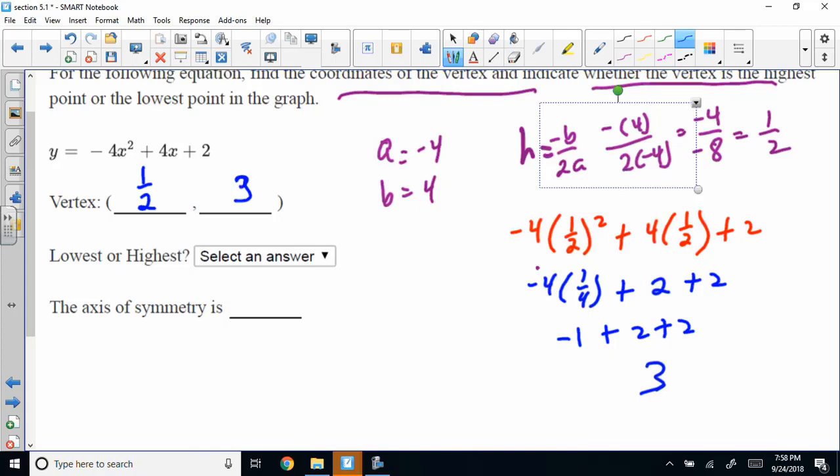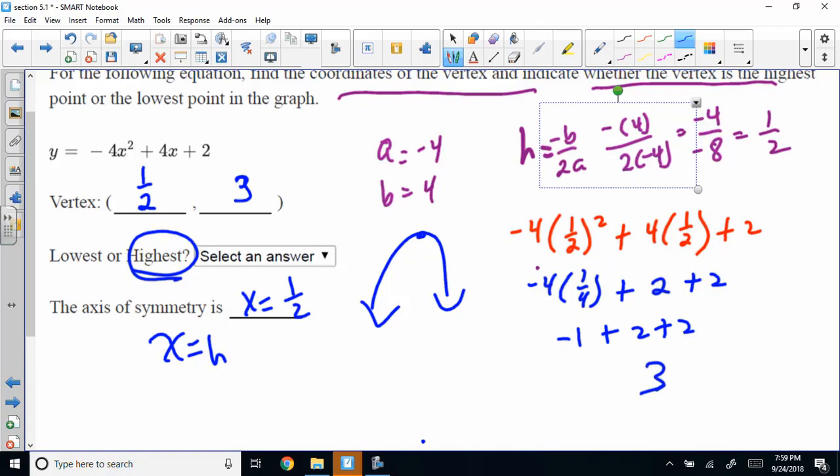Like that. All right. Is it the highest or lowest point? Why are you saying highest? Because the coefficient of the quadratic term is negative, so therefore it's opening down. So that would mean that this is the way it looks like. So that would be a highest. And the axis of symmetry is x equals h. So x equals what? 1/2.